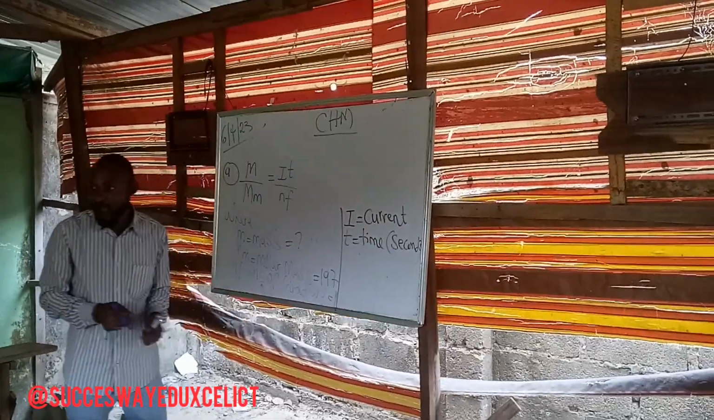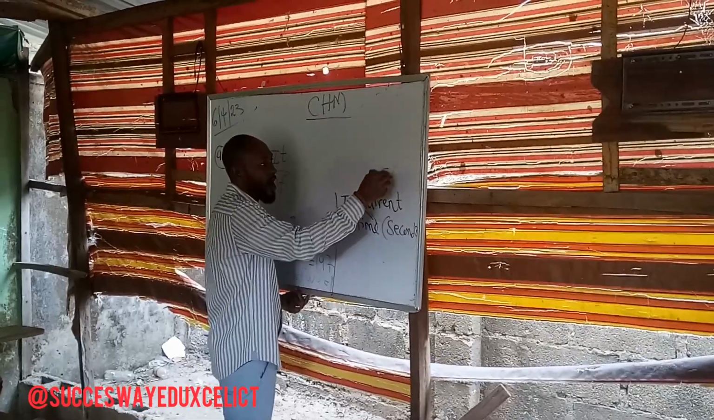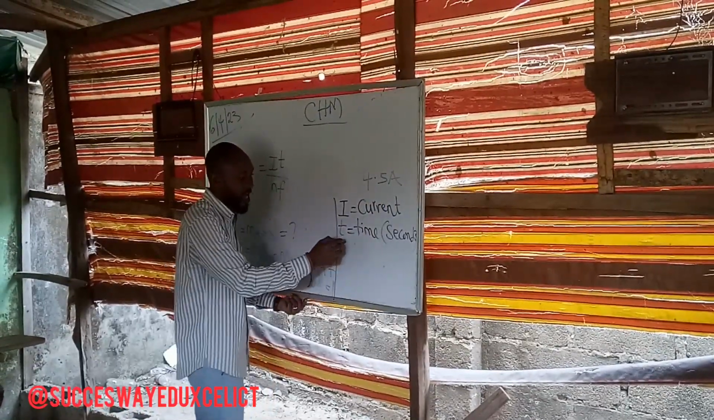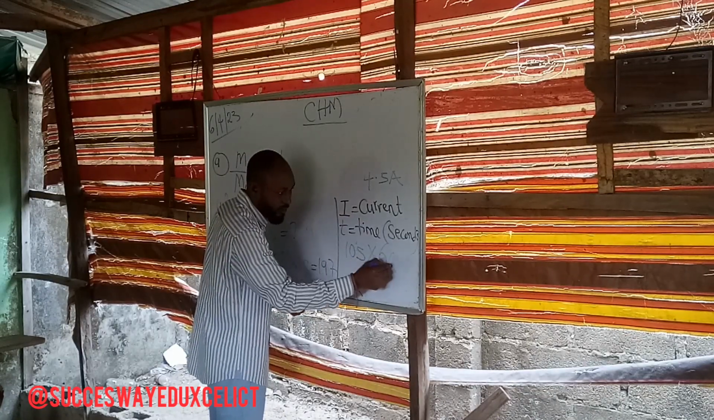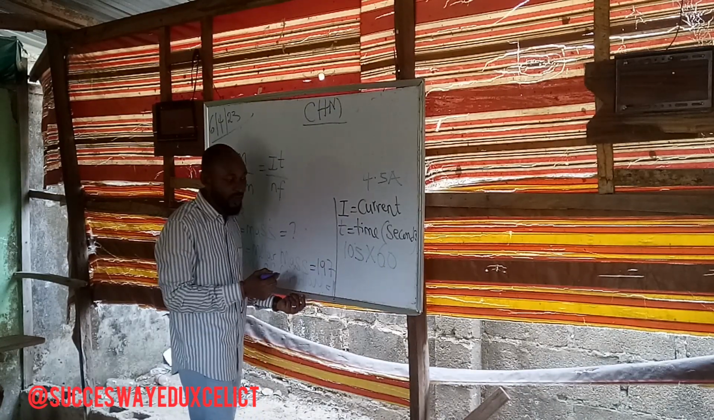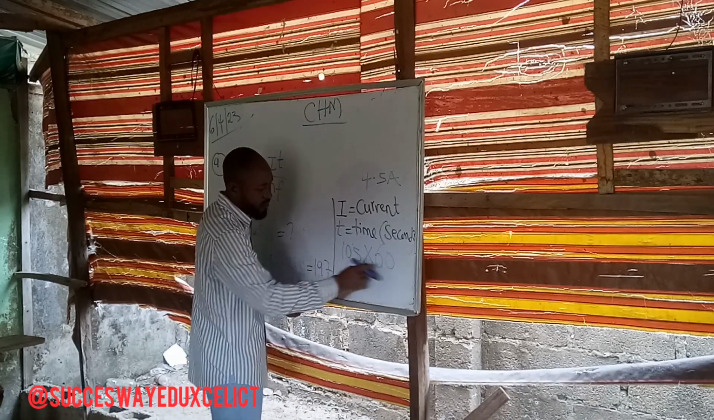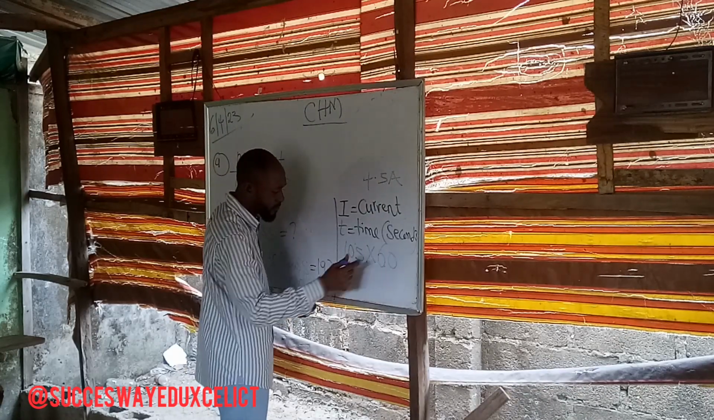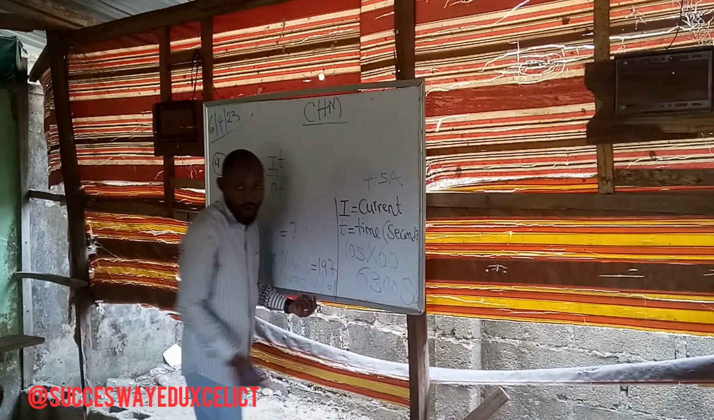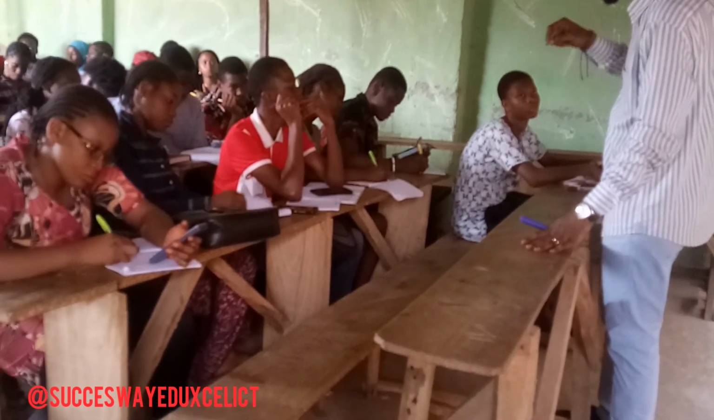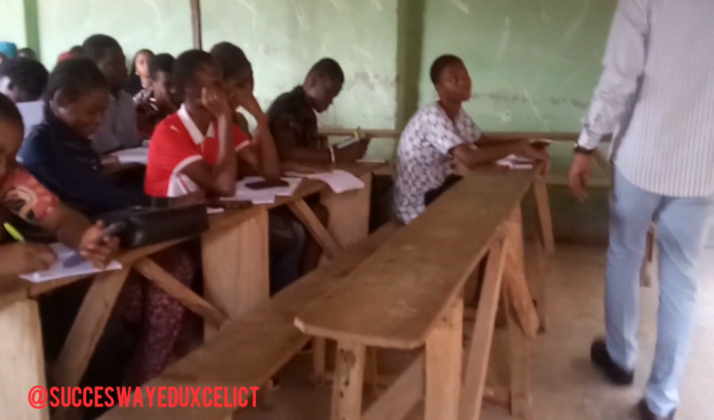Represent 96,500 coulombs, and our current here, they gave it to us as 4.5 amperes, and our time, we had 105 minutes multiplied by 60 in order to convert it to seconds. 105 times 60 is 6,300, so we have 6,300 seconds here. All that is needed is for you to substitute these values into this equation here and solve for your m.